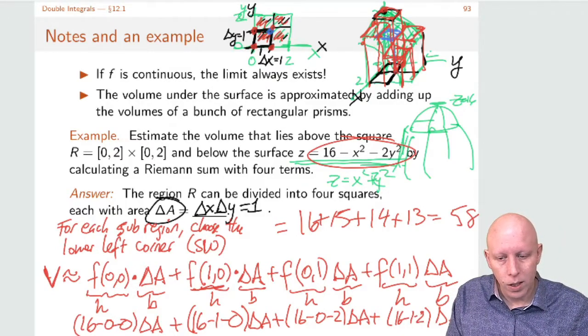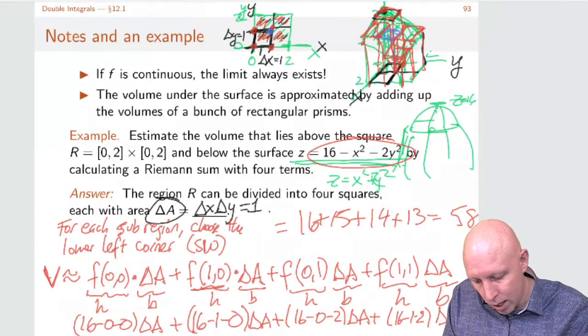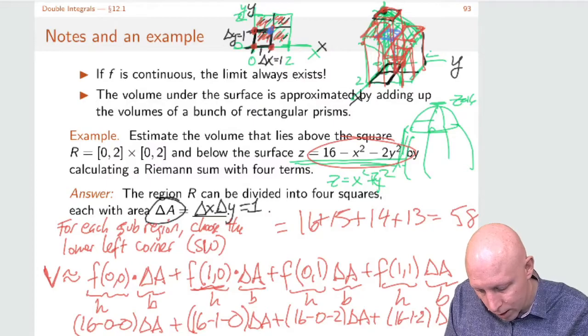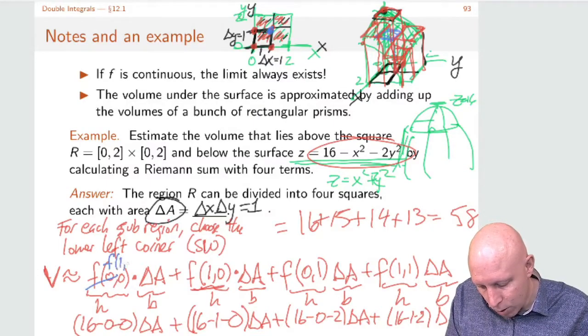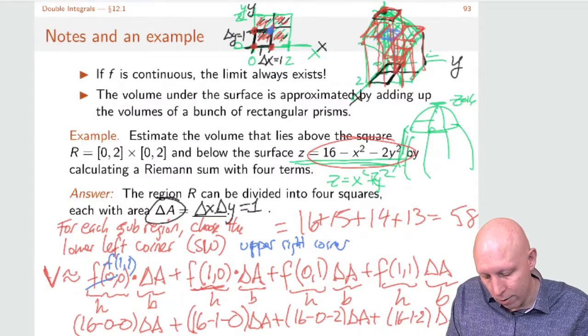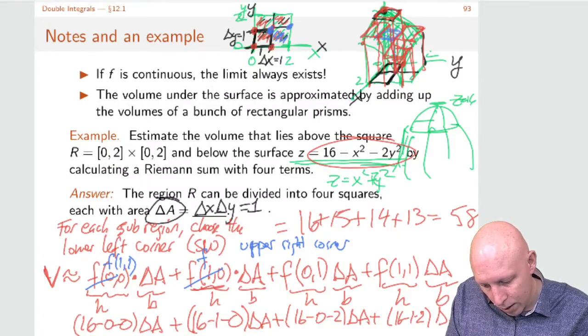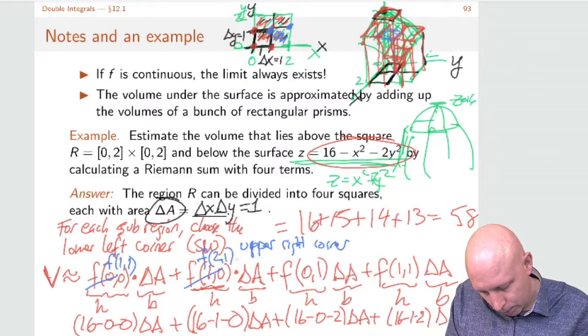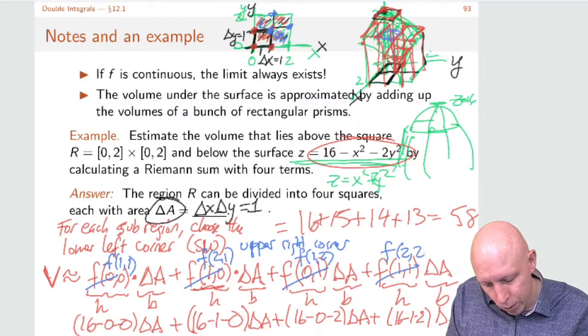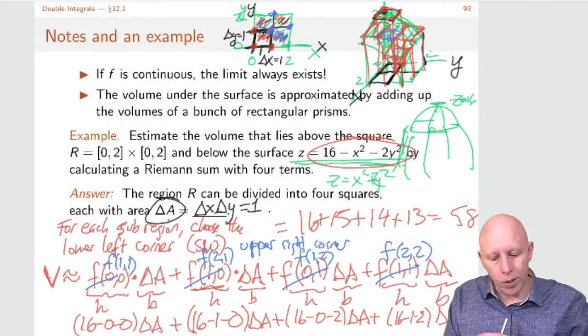If instead we used the other corner of this region, instead of f(0,0), that would be f(1,1). That would be the upper right corner. So that would be f(1,1). In this region, the upper corner here is f(2,1). This one would be f(1,2). And this one would be f(2,2).